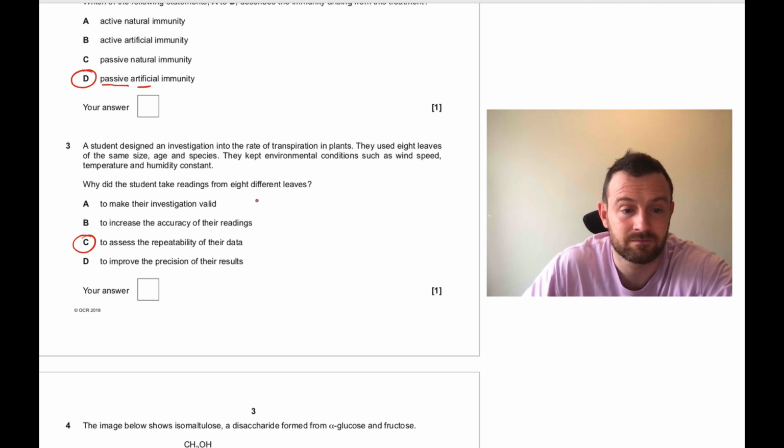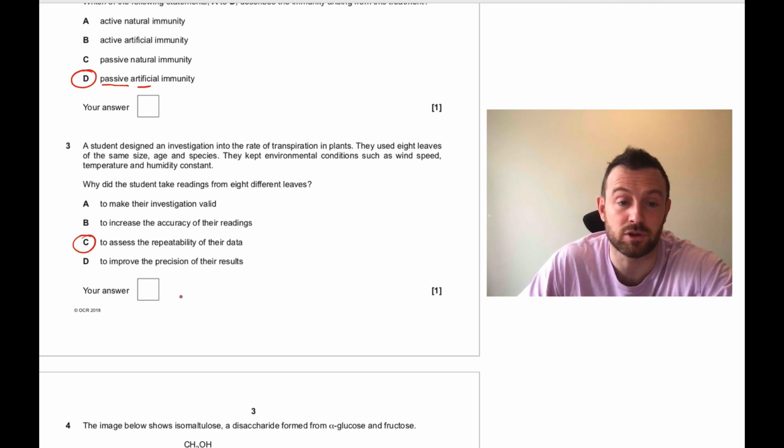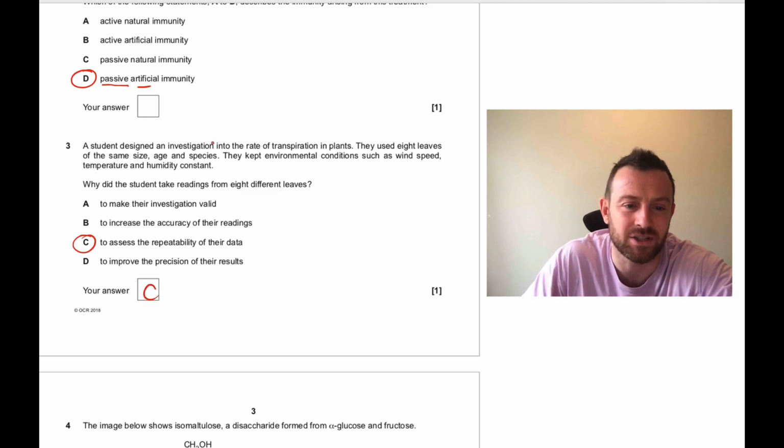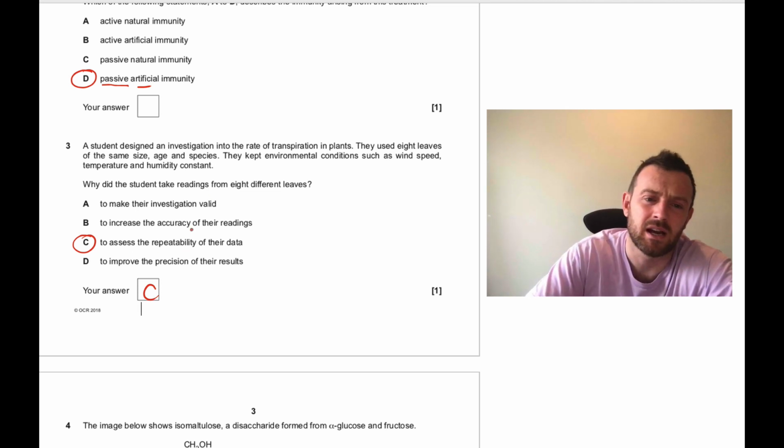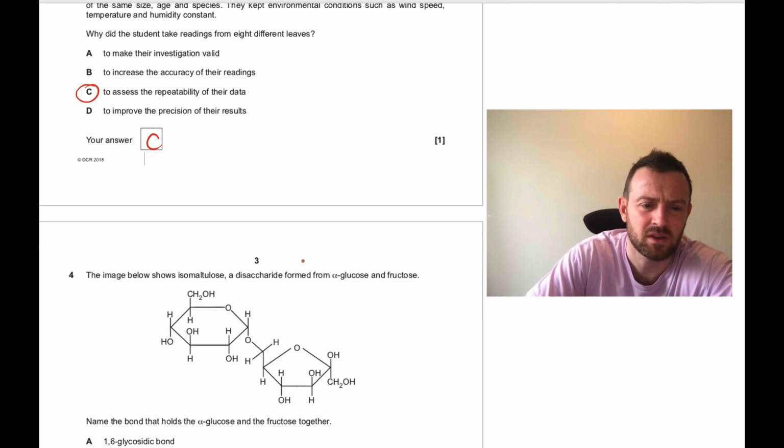I mean, you could almost say it's accuracy because you would probably have a more accurate average result. But yeah, with more data, you're going to get a more repeatable result with 8 leaves averaged. So I think C is the best one. But that's a bit of a tricky one.